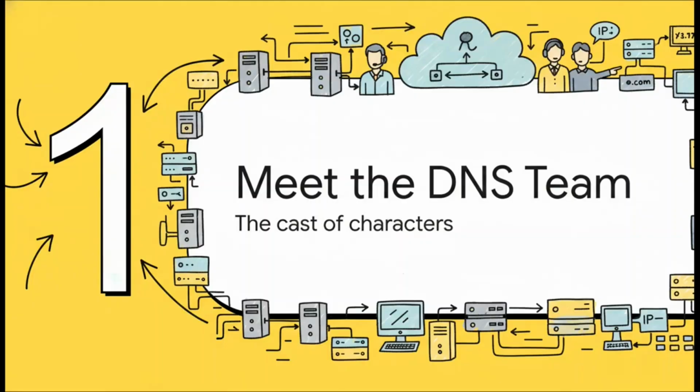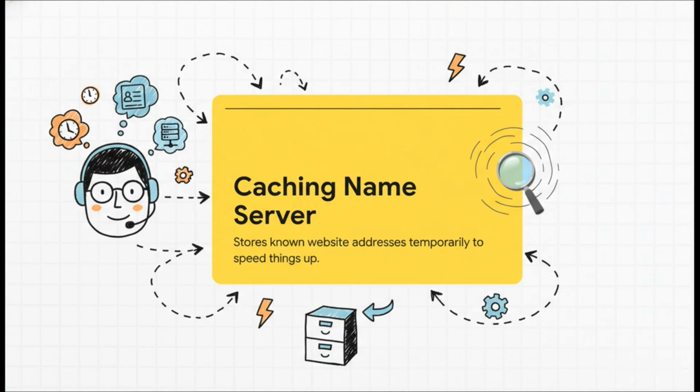No way. Now, DNS isn't just one single server doing all the work. Oh no, it's a whole team, an entire office full of specialists, and each one has a very, very specific job. So let's meet the key players in this digital bureaucracy. First up, we've got the caching name server. Think of this as the office assistant with a really great short-term memory. If someone in the office just asked for a specific address, this server remembers it for a little while, so it doesn't have to go through the whole process of looking it up all over again. It is all about speed and efficiency.